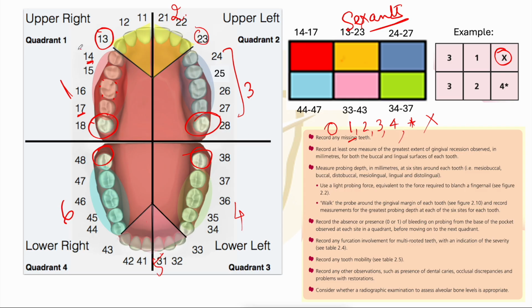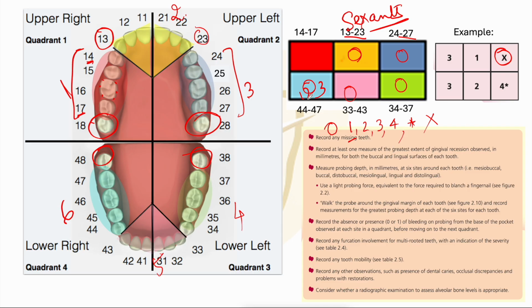From your 14 to 17, we are going to put a marking here. From your 13 to 23, we are going to put a marking here. 24 to 27 here. 34 to 37, 33 to 43, and 44 to 47. We are going to check all the teeth, and whoever comes out to be the highest, we'll put that score here. So we are not going to put a score for all the teeth, like 1 2 3 here. We'll put only one score there based on whoever has ranked the highest, whoever is the winner.